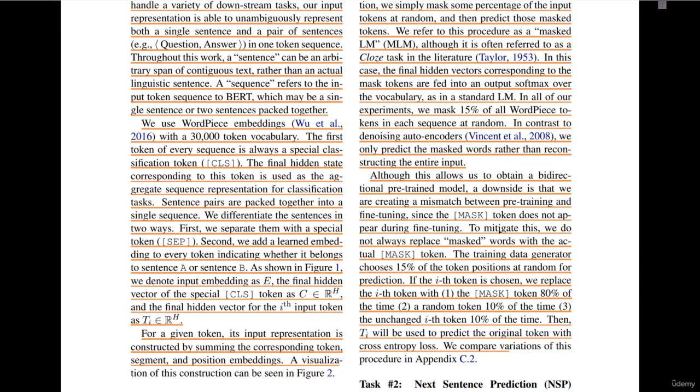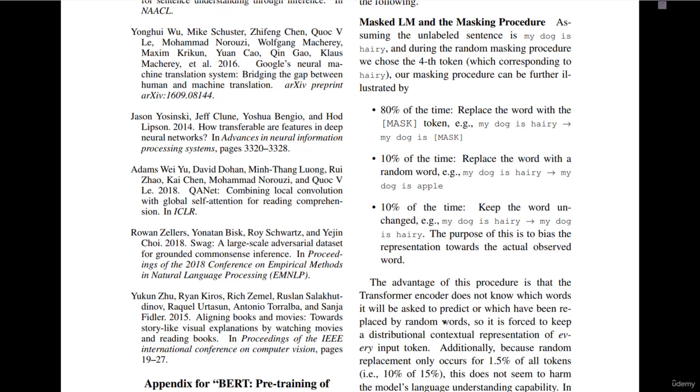To mitigate this, we do not always replace the masked word with an actual mask token. The training data generator chooses 15% of the token positions at random for prediction. If the i-th token is chosen, we replace it with the mask token 80% of the time, 10% of the time we replace it with a random token from the vocabulary, and the other 10% of the time the token is unchanged. So if we take this example, we have the input sentence, my dog is hairy.